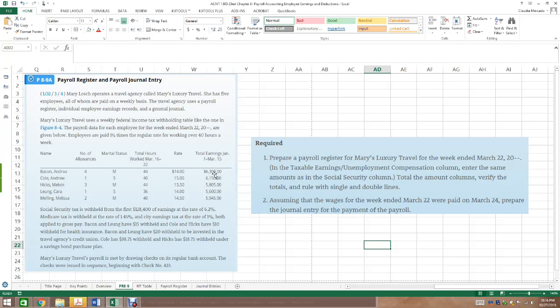Okay? So this is the information provided. 44 hours, gets paid $14 an hour, and has earned $6,300. I recommend that you print this out. I have it printed and I'm looking at it on my paper. That way I don't have to be scrolling back and forth. So I recommend that you print it.